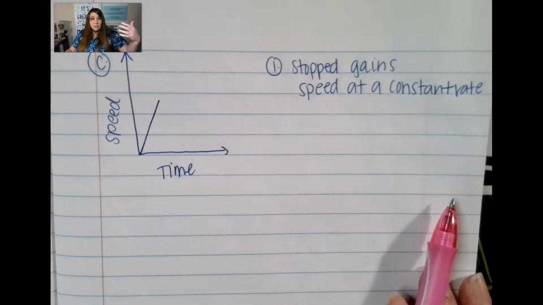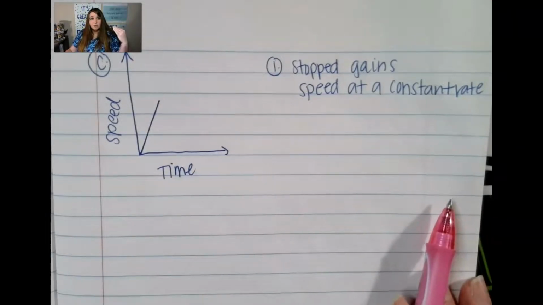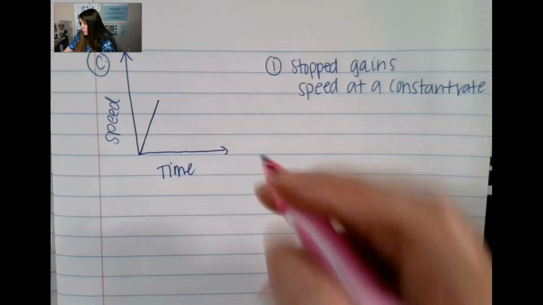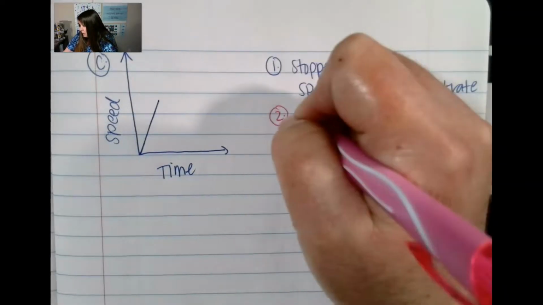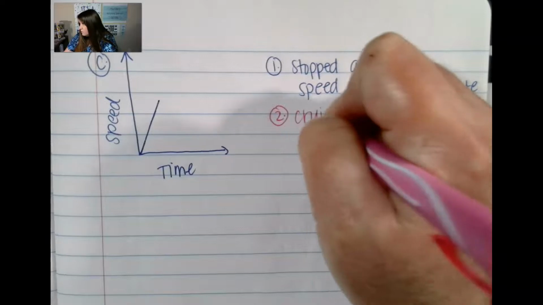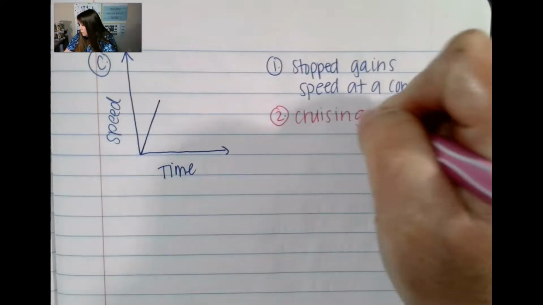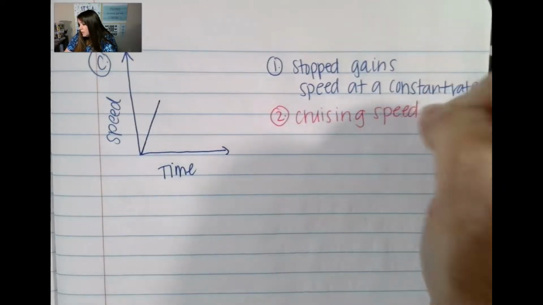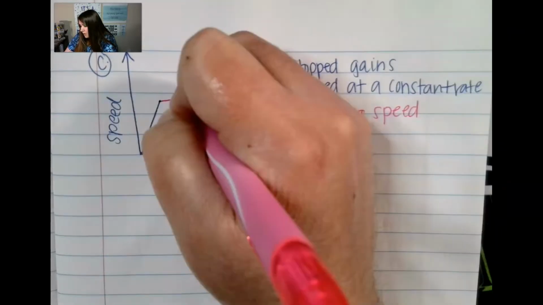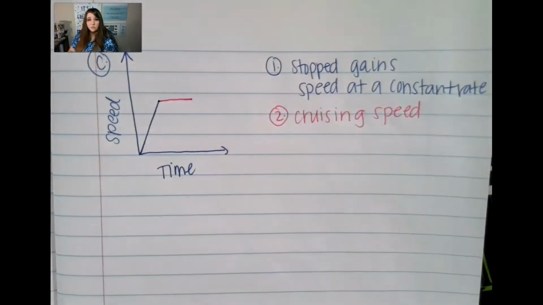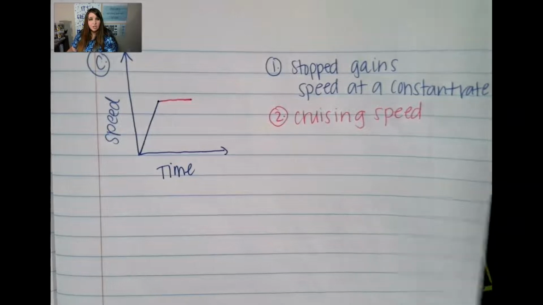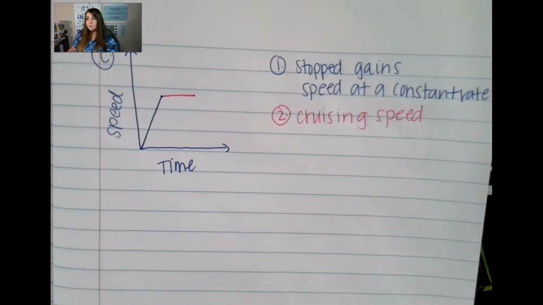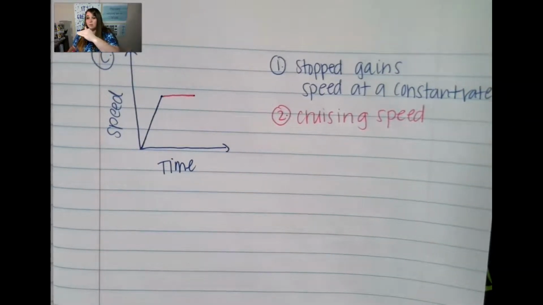Okay? Then the next part is the cruising speed. So you've seen trains go, right? And they just cruise for a while, right? So then we have a cruising speed. So cruising speed would be going at a constant rate, just flat. There's no change in the amount of speed. It just stays the same the whole time until it starts to slow down.